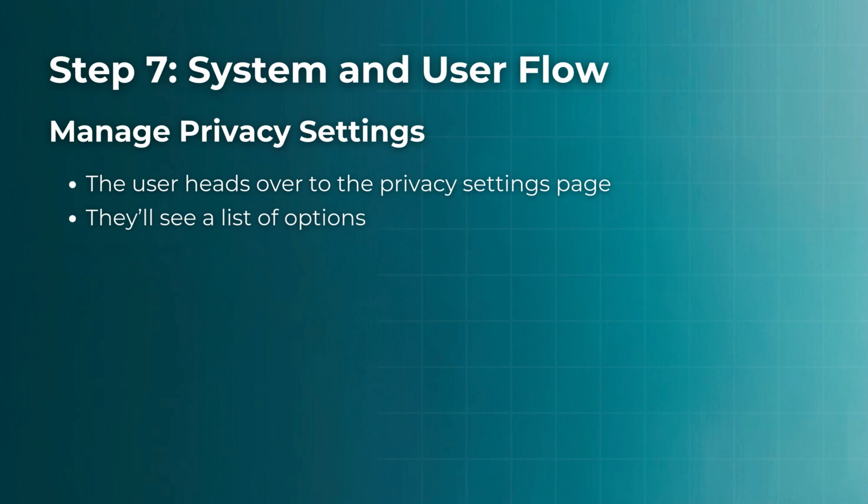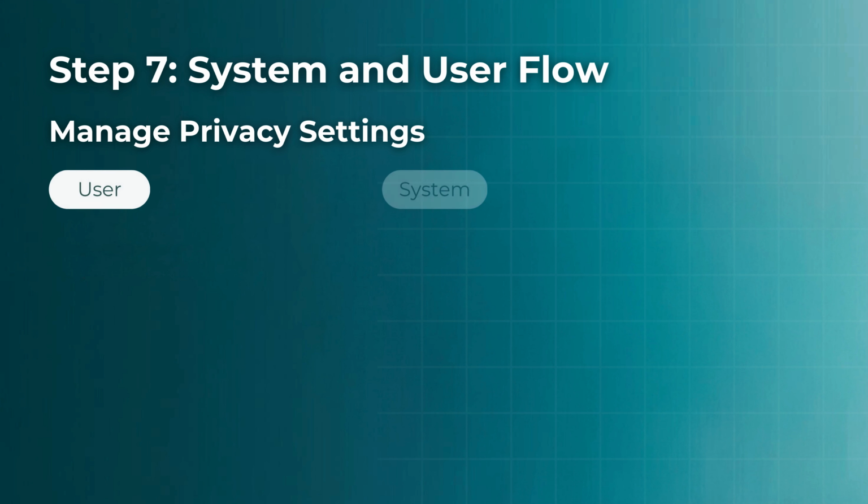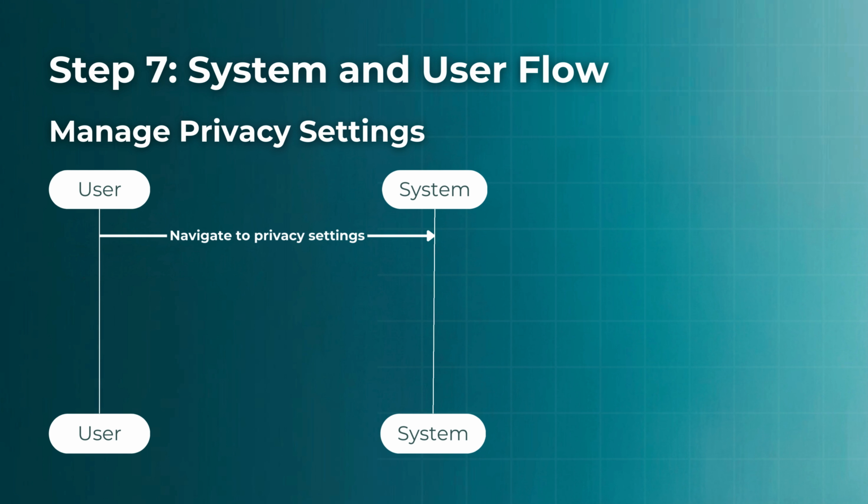They just select their preferences from these options. After making their choices, they save the changes, and that's it. Their preferences are now updated. Now, here's what's happening on the system side. Step 1.